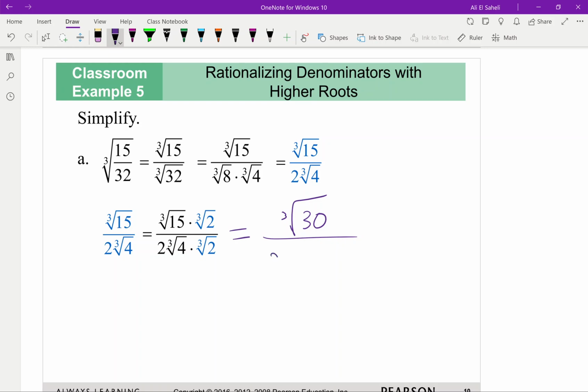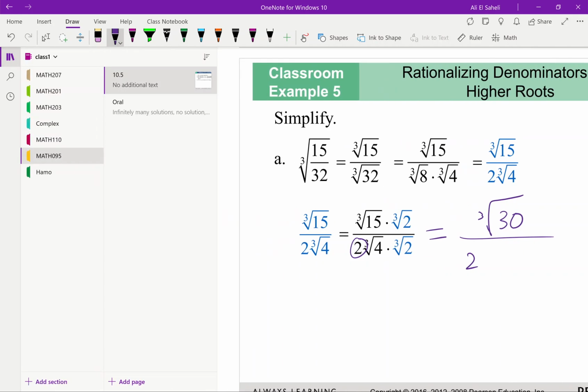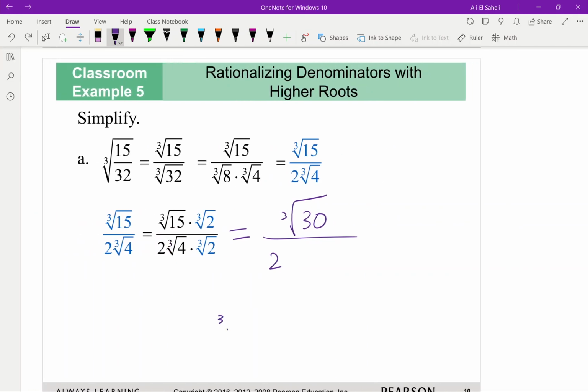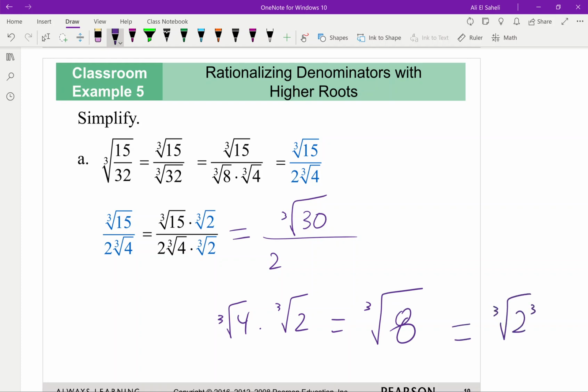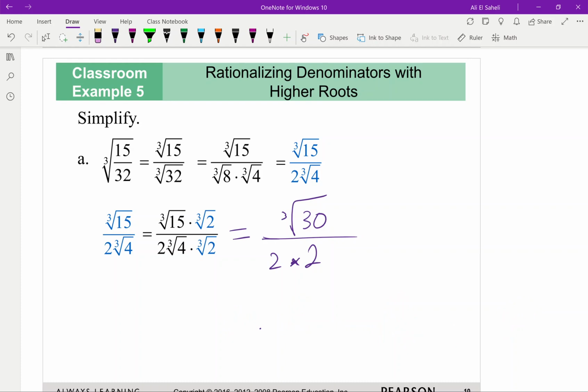In the denominator, we have 2, and cubic root of 4 times cubic root of 2 equals cubic root of 2 times 4. Right? And remember, 8 is 2 to the power 3. So the cubic root and the cubic power cancel out, and in the denominator we have 2. So now this is the cubic root of 30 over 2 times 2, which is 4.